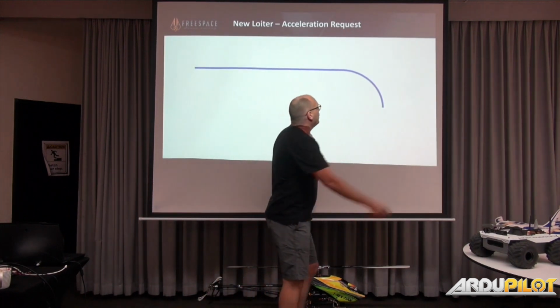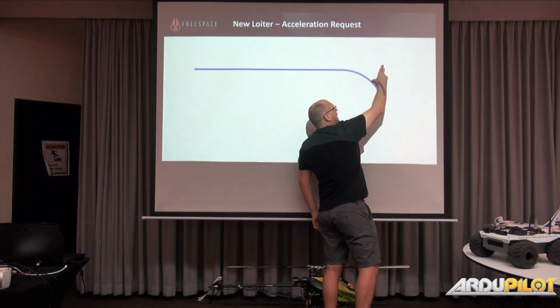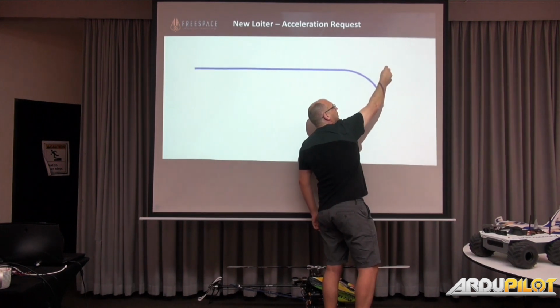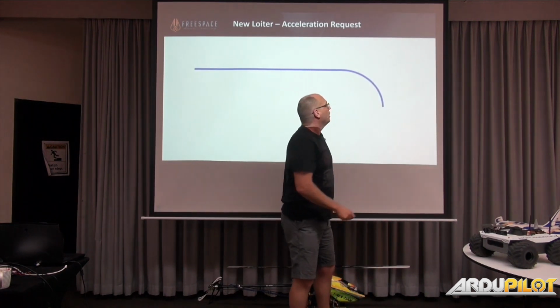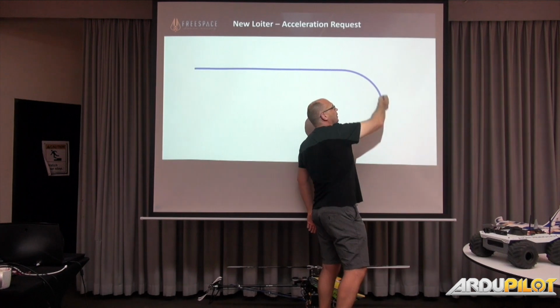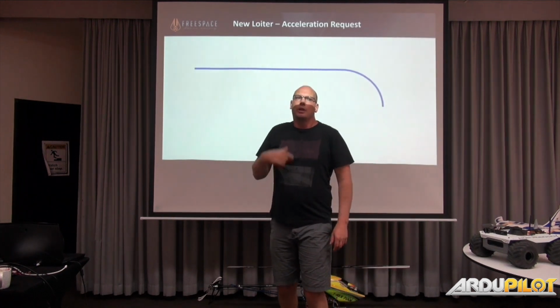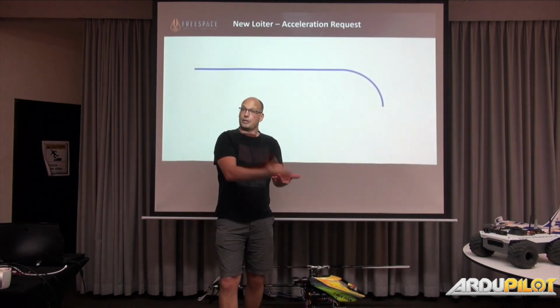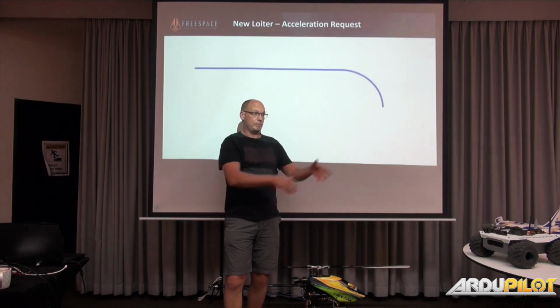Now the other thing is, if we want to pass within a particular distance of that waypoint, we can calculate what this turn radius needs to be. Based on that turn radius, we can calculate, given our maximum acceleration based on our parameters.